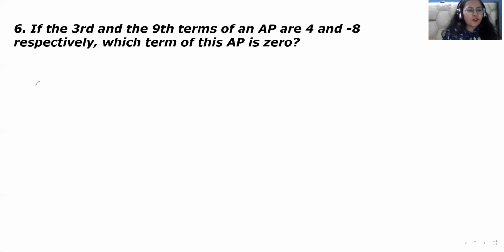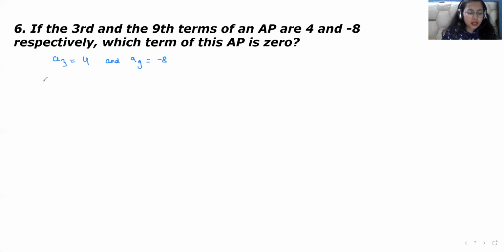Now let's go forward to the next question. If the third and the ninth terms of an AP are 4 and minus 8 respectively, which term of the AP is 0? So what we have to do in this question is find where 0 lies in this AP. So what is given? A3 is 4 and A9 is minus 8.